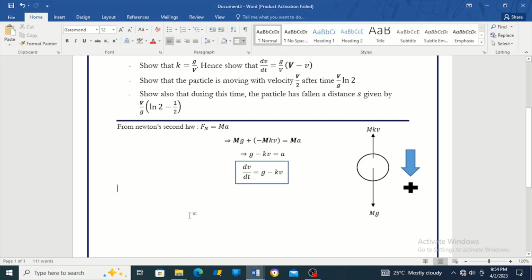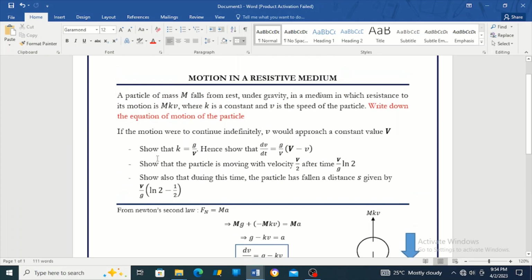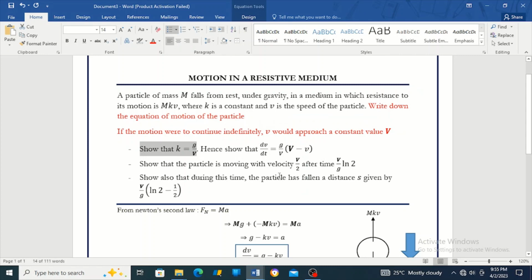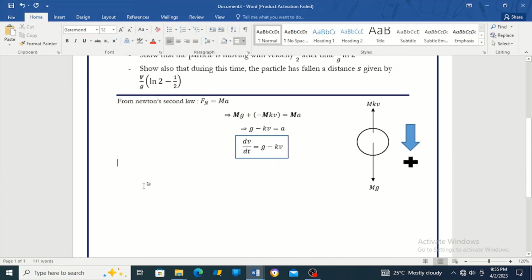Okay, now the next question is asking us to, we have information that's been given to us. It says that if the motion were to continue indefinitely, our speed will approach a constant value of capital V. We need to show that k is equal to this. Okay, so we give our statement.